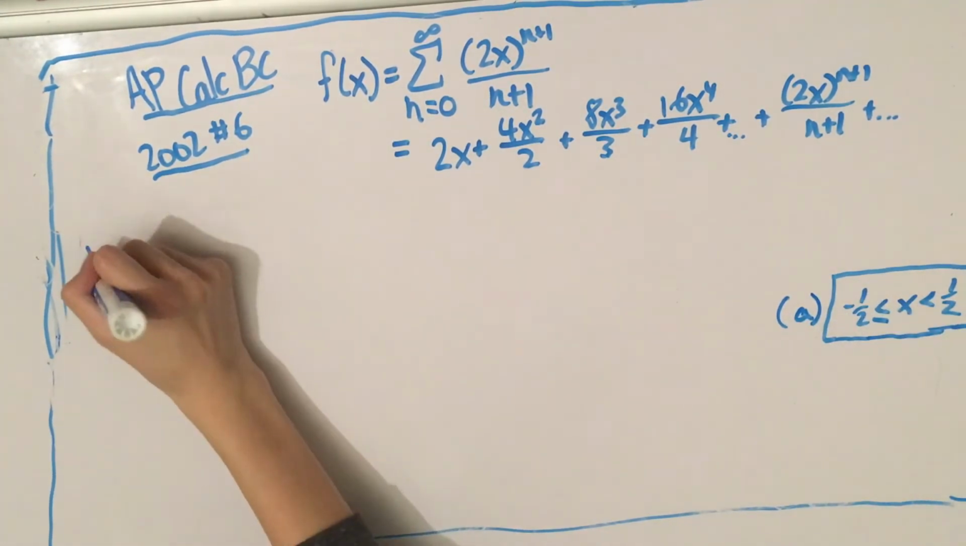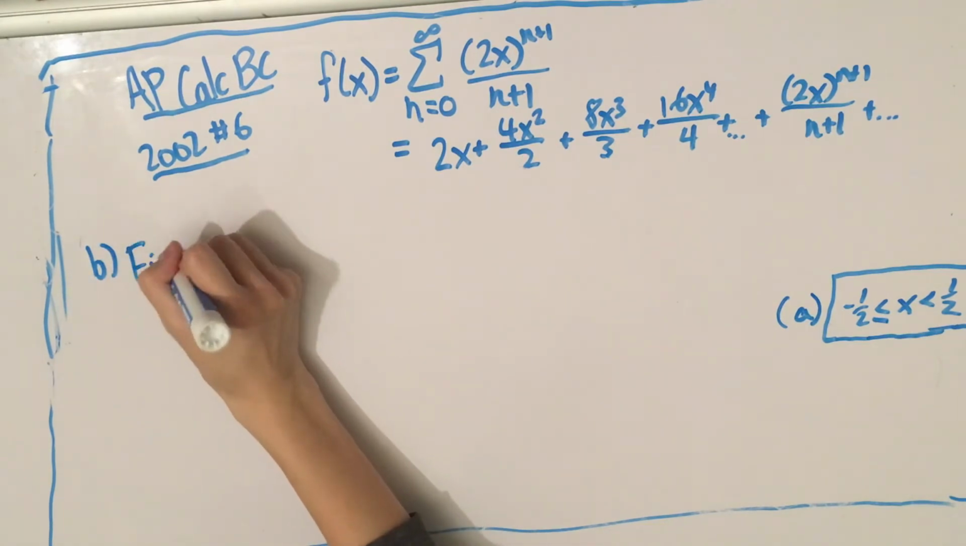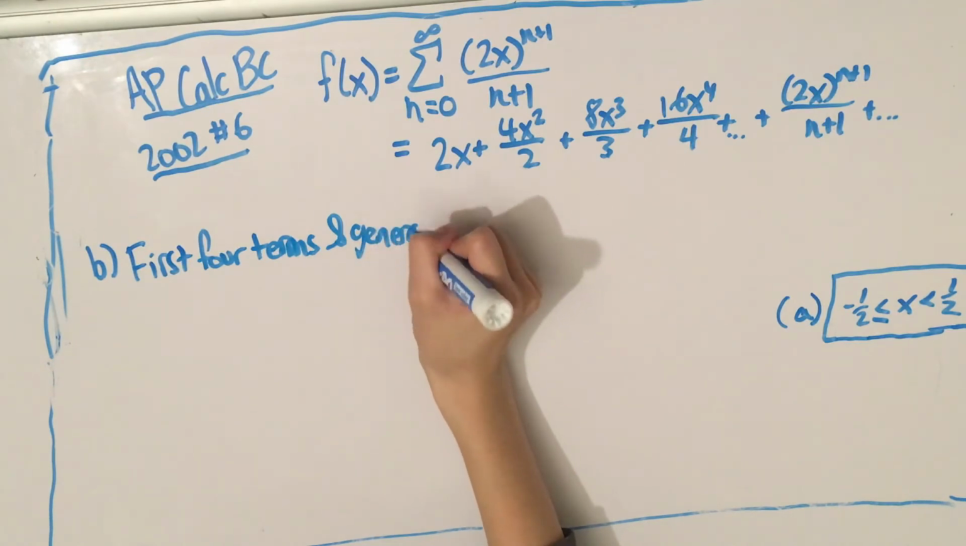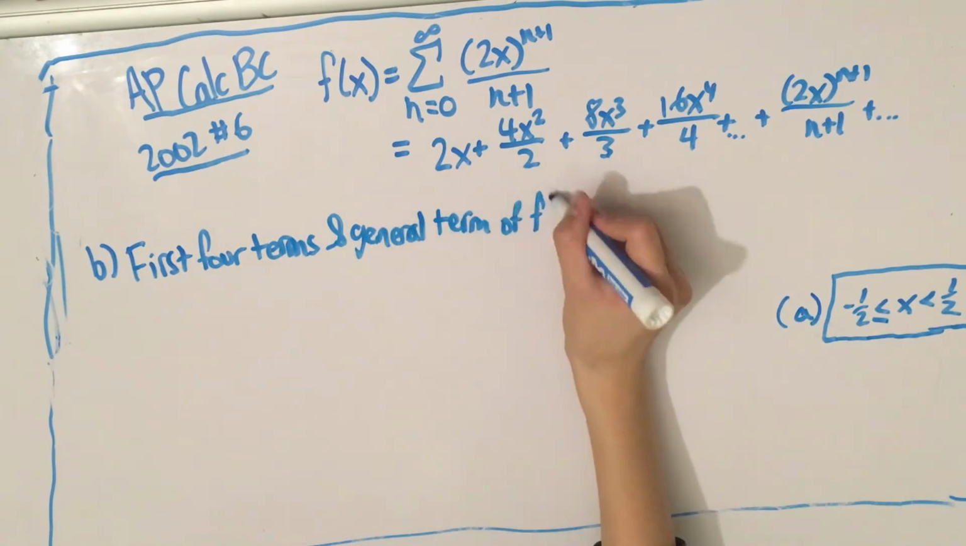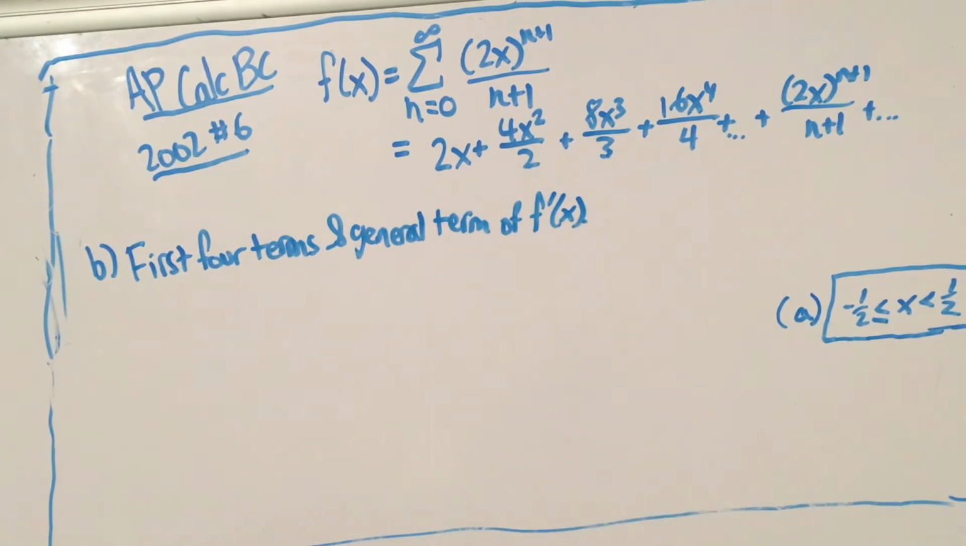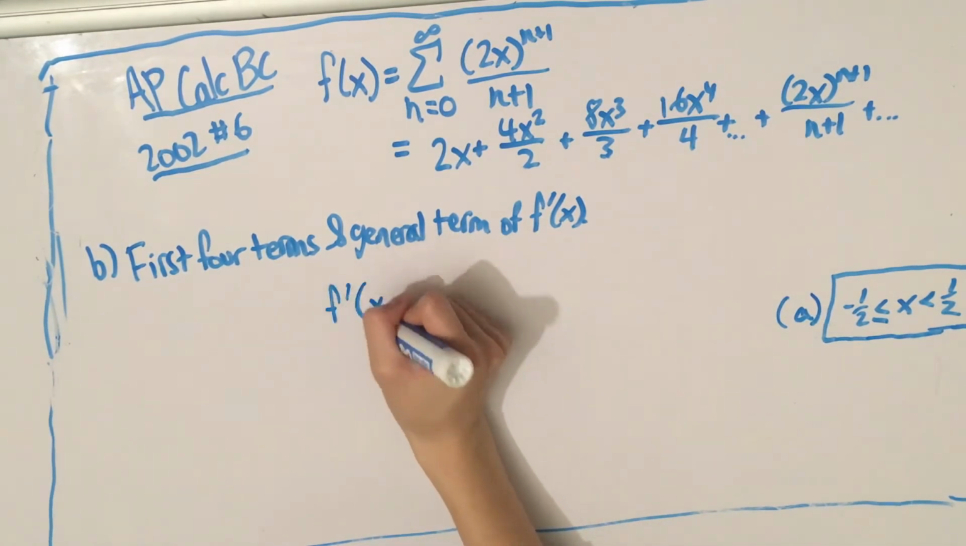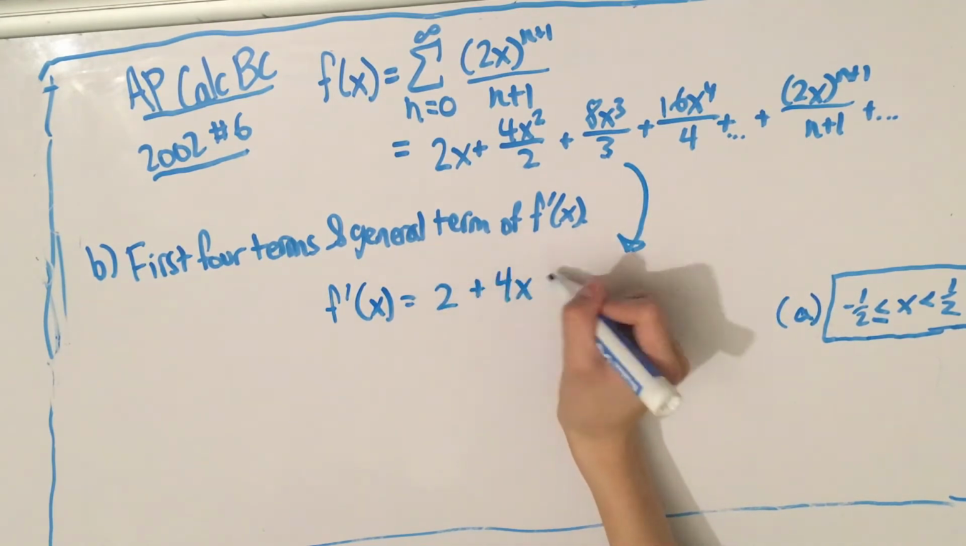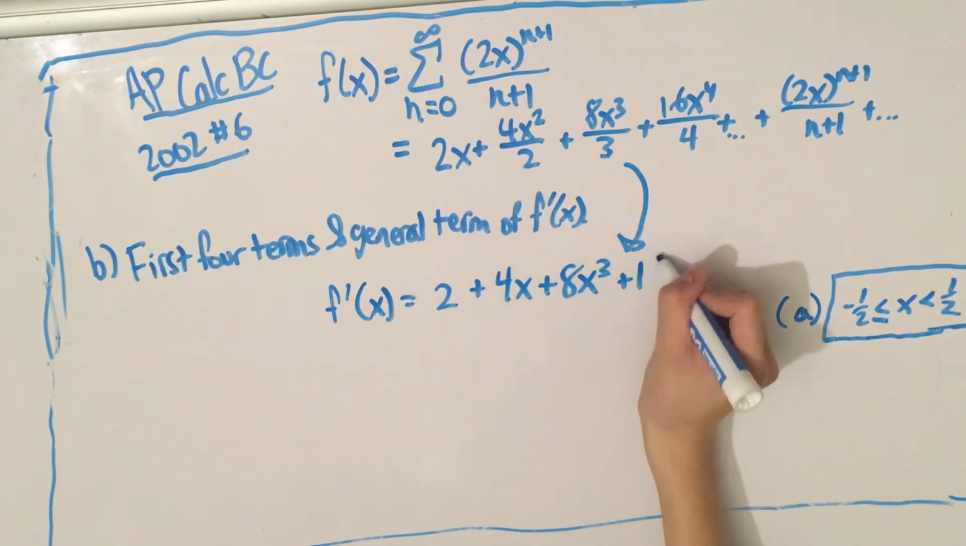On to part B. Here we are left to find the first 4 terms, as well as the general term, for the Maclaurin series of f prime of x. Since we are given the first 4 terms of f, simply taking the derivative of them, we'll easily slide in f prime of x with a power rule. Not much to say about that.